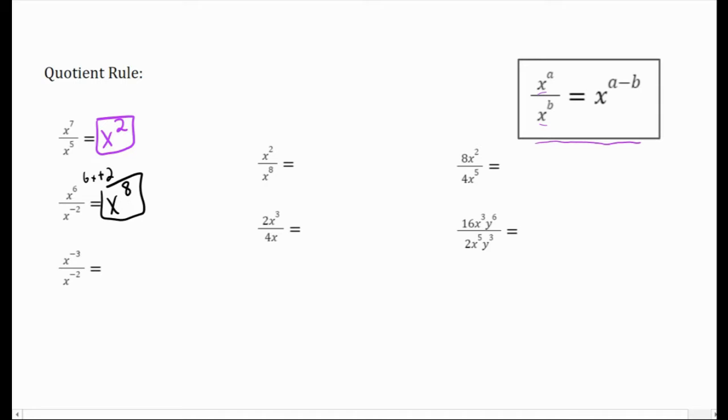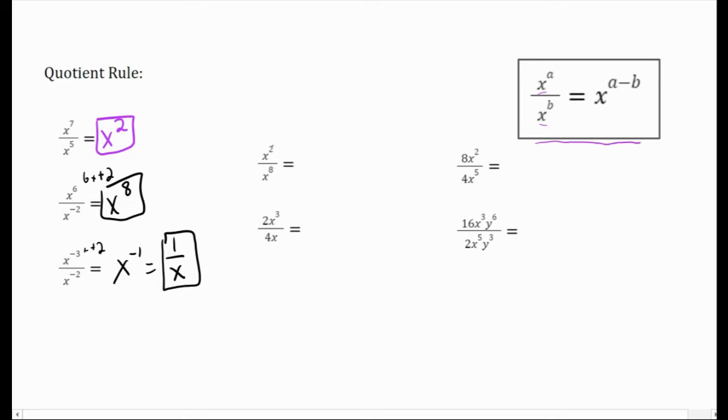Then we have x to the power of negative 3 over x to the power of negative 2. Again, we are subtracting a negative 2, which is like adding a positive. So that ends up giving us x to the power of negative 1. Can't have a negative exponent, so what we're going to do is throw that in the denominator here, because x to the power of negative 1 just gives us 1 over x.